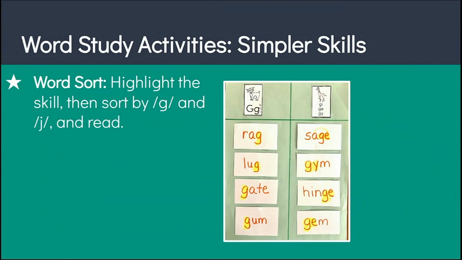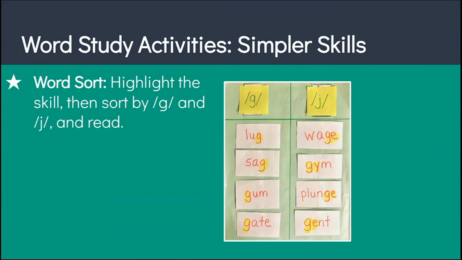These word study activities focus on simpler one-syllable words from the lesson page. This word sorting activity involves highlighting the skill and sorting words by the sound of G. Select one-syllable words with the soft G sound from the lesson page, and then add one-syllable words with the hard G sound and write the words onto cards. Students will highlight the G, say the correct sound, read the word, and place it in the correct column. You can use the picture squares as a scaffold to start, and later remove them to make it more challenging.